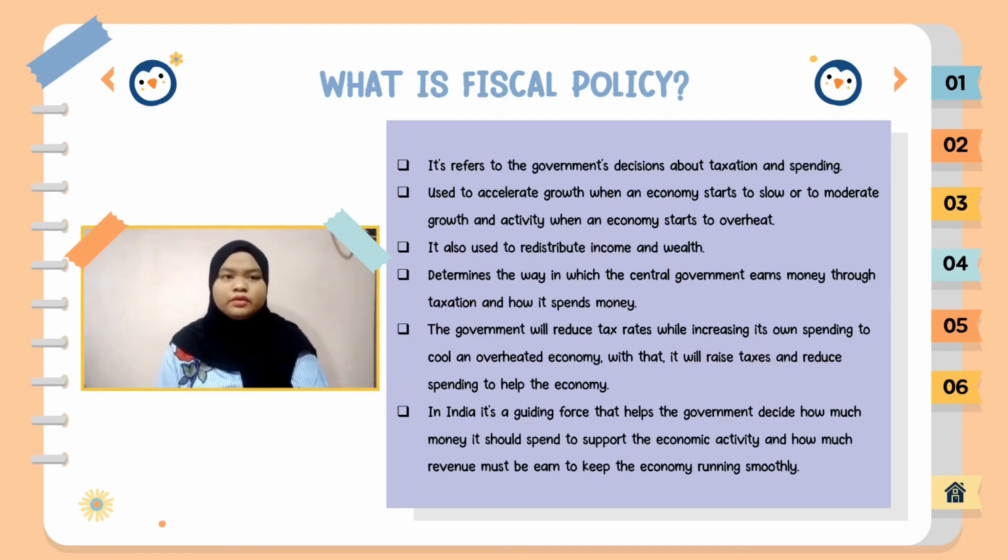Likewise, the central government can earn money through taxation. Next, the government will reduce debt while increasing its own spending to cool an overheated economy. Then it will raise taxes and reduce spending to help the economy. In India, this determines how much money the government should spend to support economic activity. Revenue must be earned to keep the economy running smoothly.